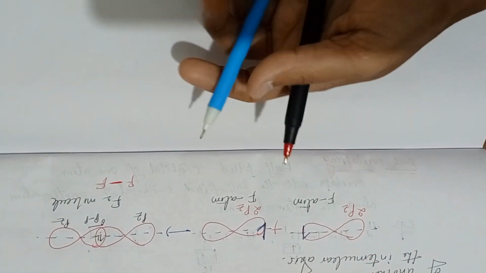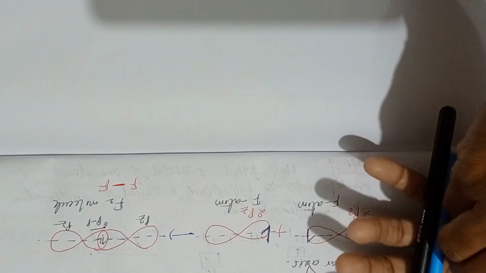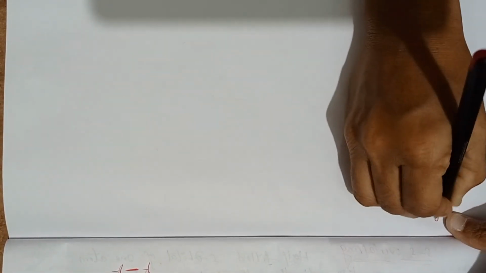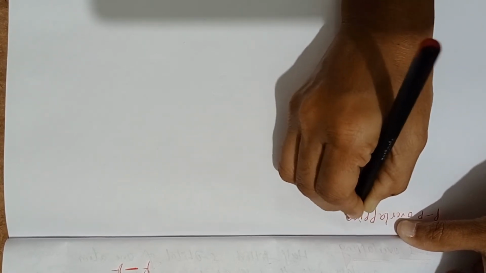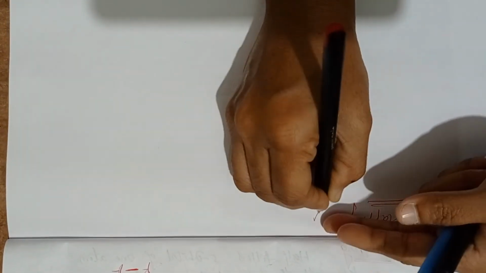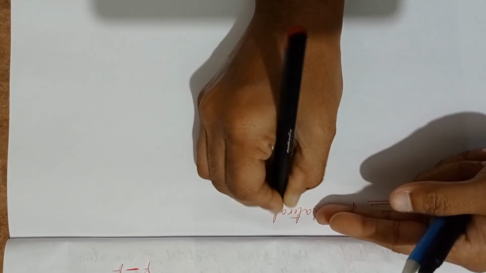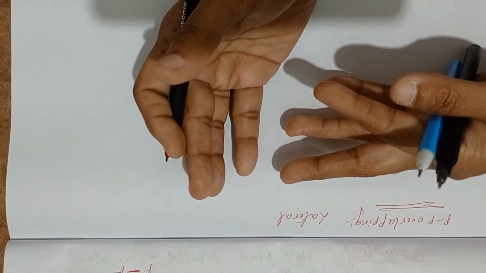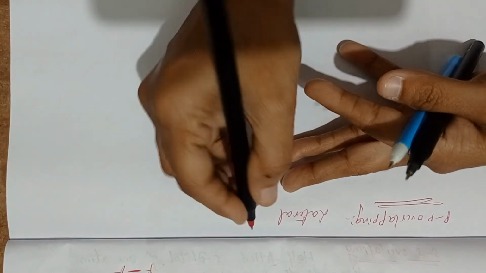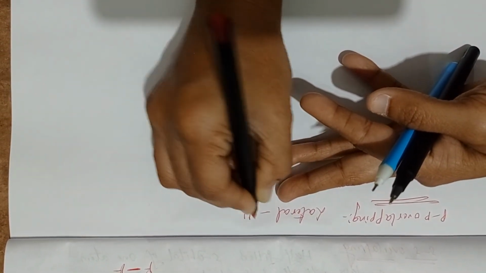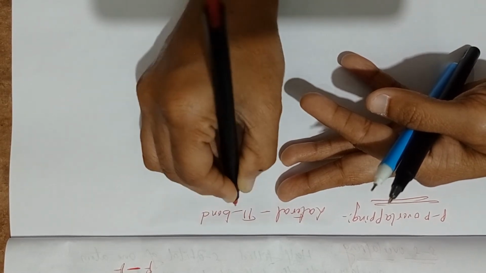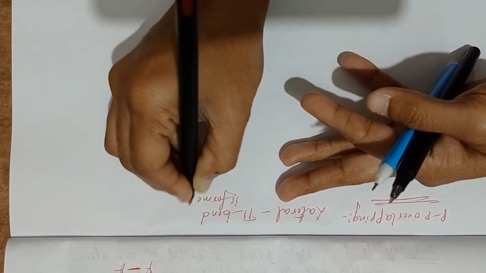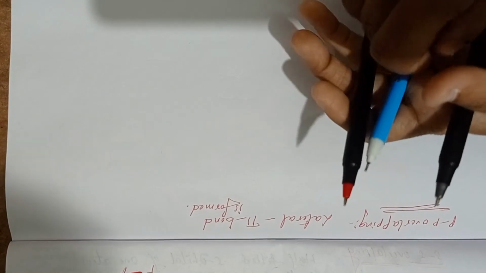Okay, now see, students, p-p overlapping. This is which type of overlapping, students? Lateral overlapping. We know that because of lateral or sidewise overlapping, a pi bond is formed. Correct? This is the lateral overlapping. So which bond is formed? Pi bond is formed. Clear this one? Pi bond is formed. Okay. Now p-p type of overlapping.